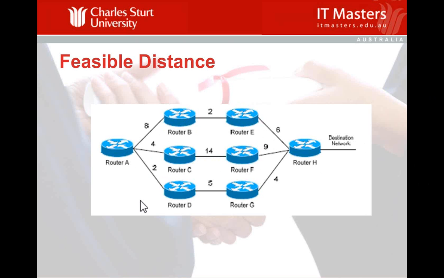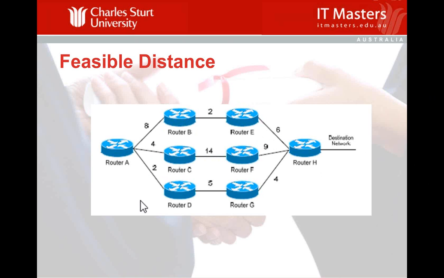Okay, so the route through router D, which has a total metric of 11, becomes the feasible distance for router A and is added to the routing table as the best route. Okay, so it calls this route a successor.